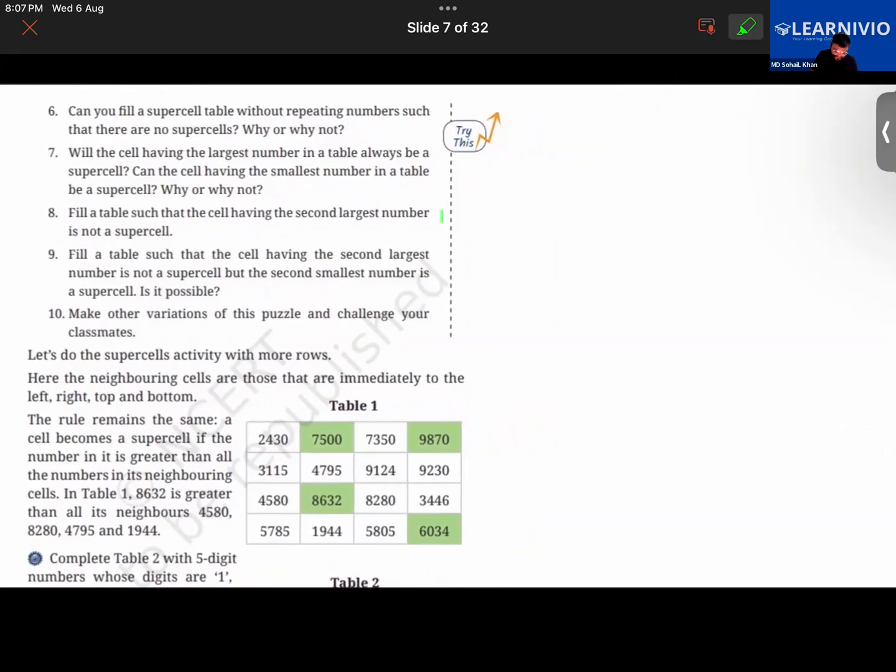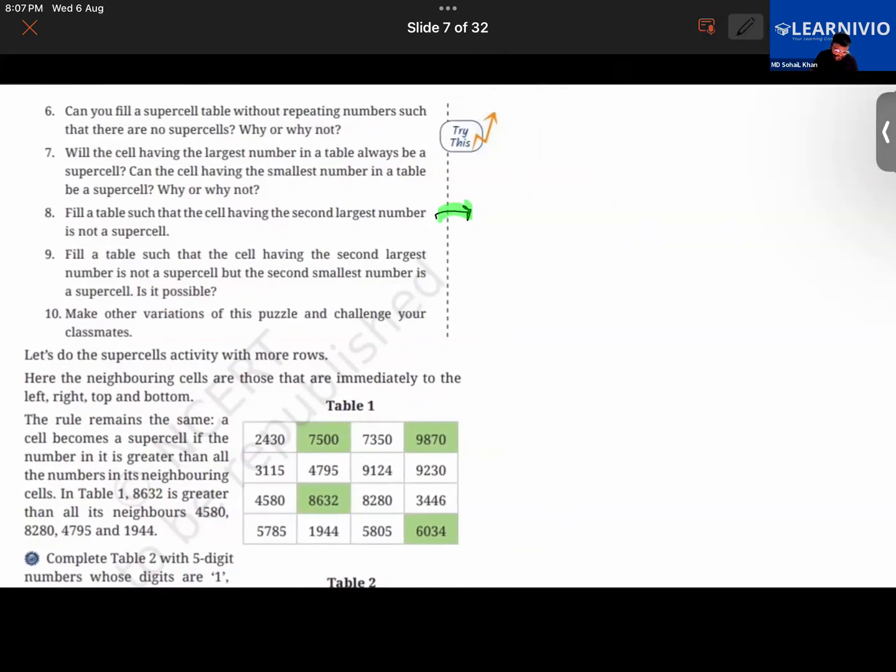Look at question number 8. It says to fill a table such that the cell having the second largest number is not a supercell. Second largest number should not be a supercell. Let's try to do this one.